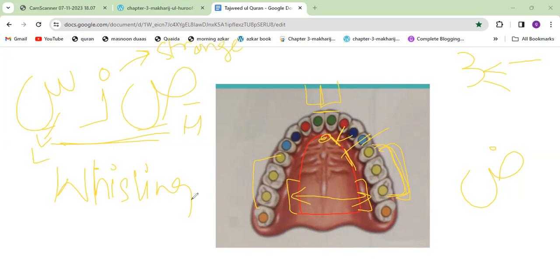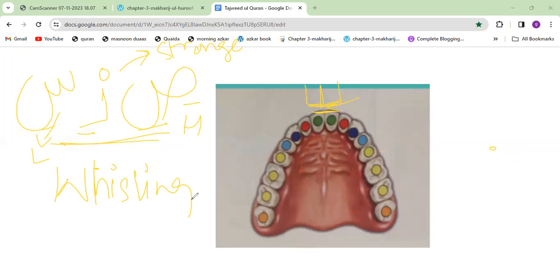So you have to pronounce swad, za, sin by joining the upper and the lower front two teeth, and you have to use the tip of your tongue and connect it in between. Okay, one second, let me just clear it. Let's change the color first. Okay, these are our upper front two teeth, and these are our lower front two teeth, right?